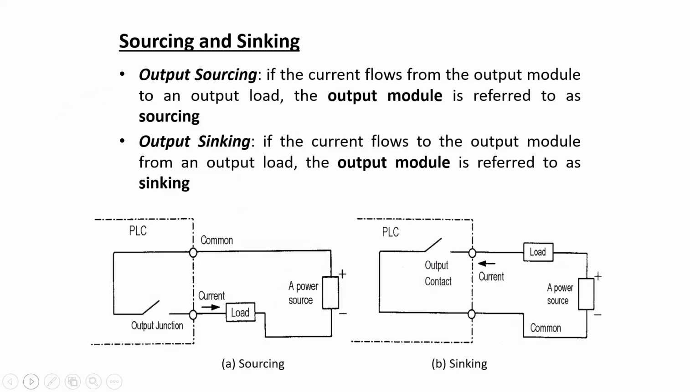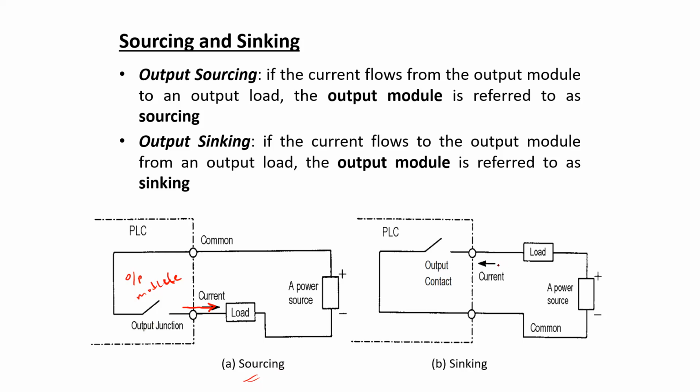Now regarding the output module, similarly for the output module as well, the manufacturer specifies whether the output device should have a source type connection or a sink type connection, and the convention is also similar. If the direction of current flow is such that the current is passing from the output module towards the output load, then the output module is considered as the source, and this type of connection is called the sourcing connection.